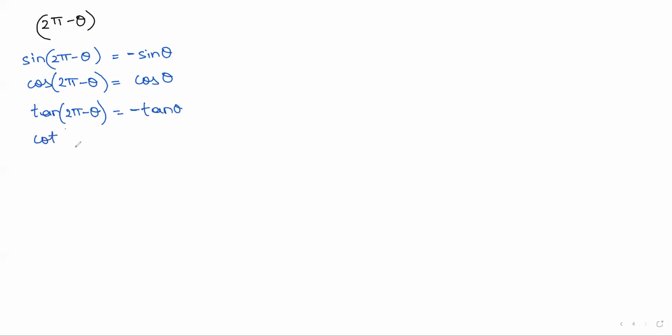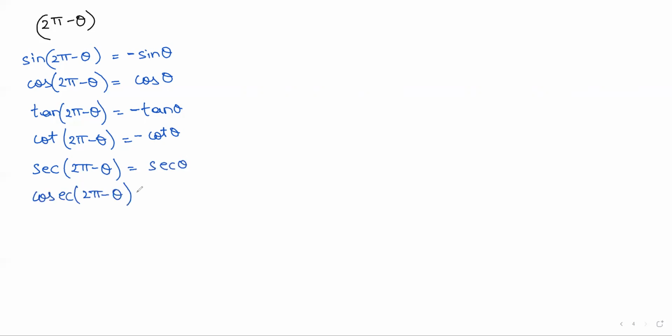Cot of 2 pi minus theta is minus cot theta. Sec of 2 pi minus theta: sec is positive, hence it is positive sec theta. Cosec of 2 pi minus theta is equal to minus cosec theta.